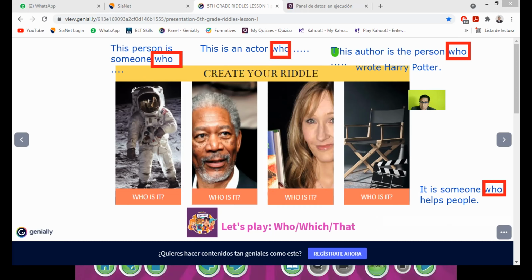Let's make five groups. Create, in this case, my friend, please create two riddles about people. Two, not only one. We are going to create two riddles about people, okay? Accept, please, the invitation. Go to your groups. And you have 10 minutes, okay? Let's go.